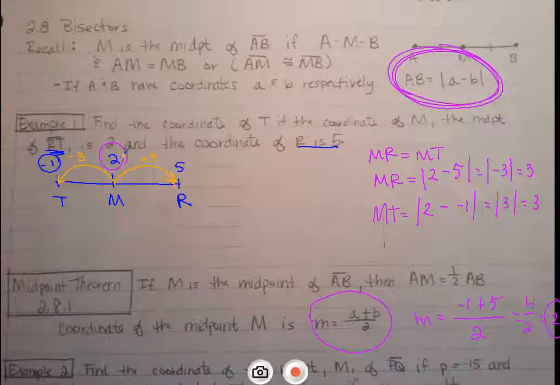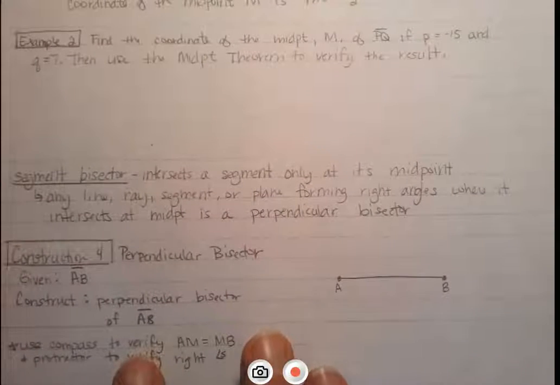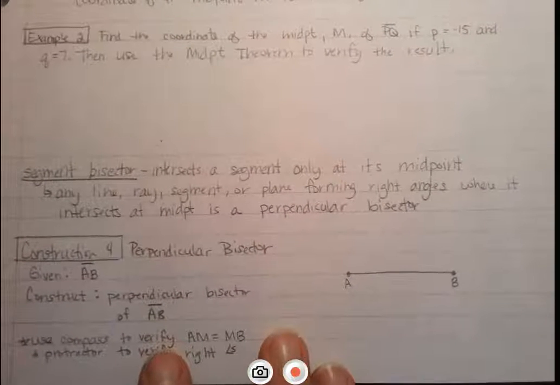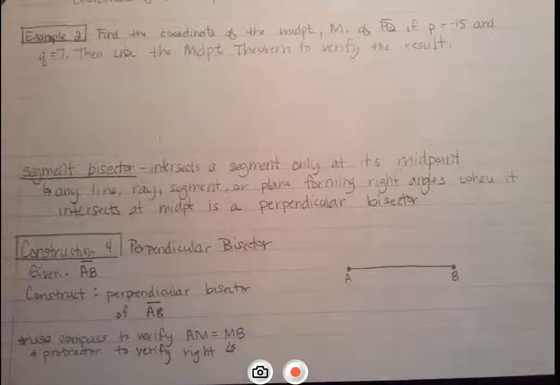That's the formula to find the coordinate of your midpoint, and we're going to do that in example 2. We're going to find the coordinate of midpoint M. Got it? Okay. So in example 2, find the coordinate of midpoint M of segment PQ, if P equals -15 and Q equals 7. Then use the midpoint theorem to verify the result.